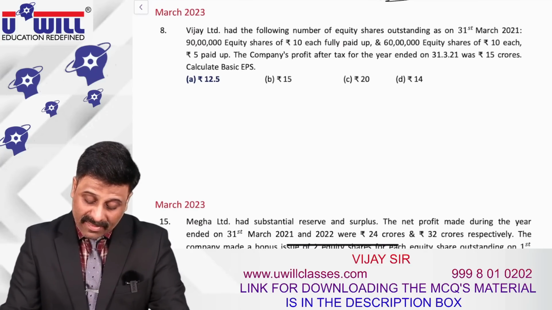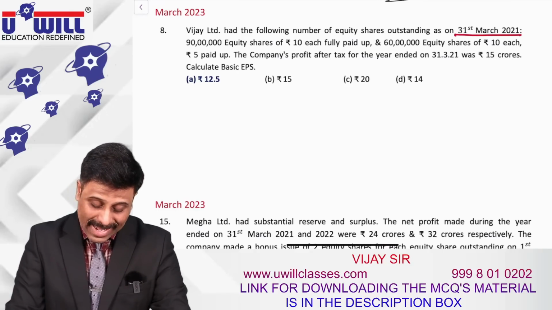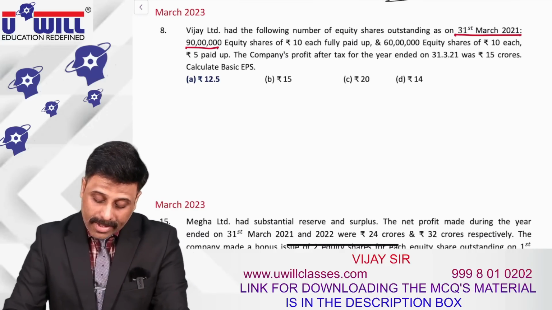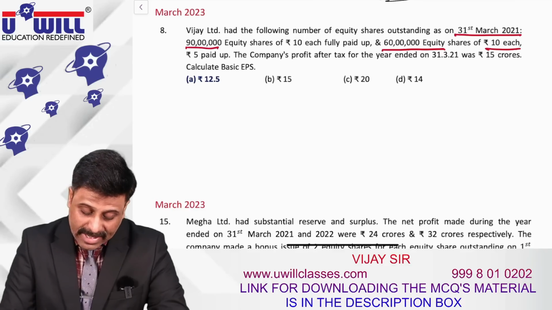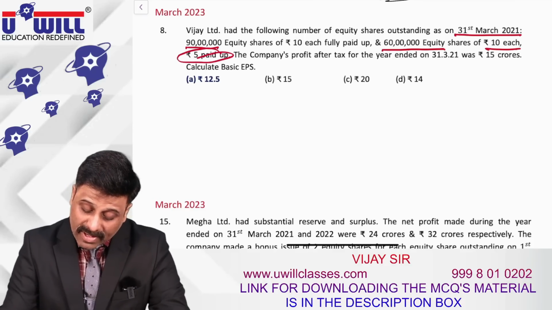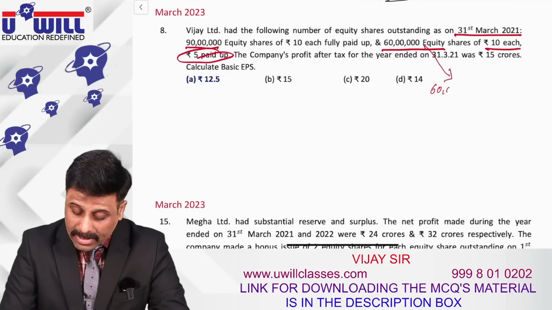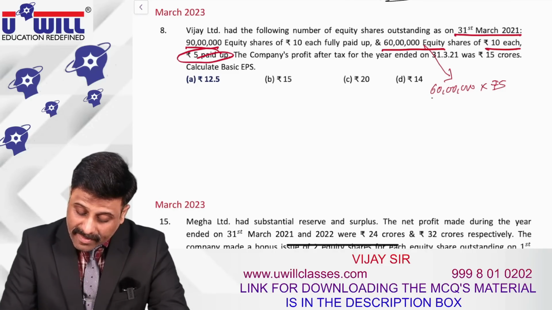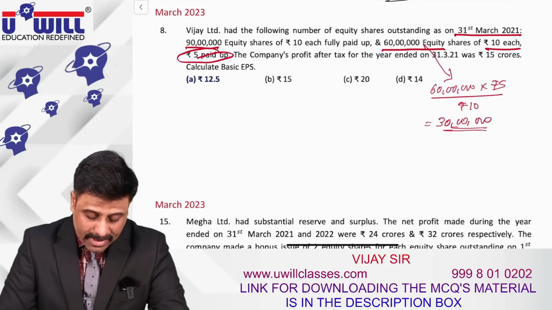Vijay Limited had the following number of equity shares outstanding as on 31st March 21: 90 lakhs equity shares of 10 each fully paid up, and 60 lakh equity shares of 10 each, 5 paid up. So what will we do here? 60 lakhs into rupees 5 divided by face value rupees 10. We will take 30 lakh shares only, instead of 60 lakh shares.